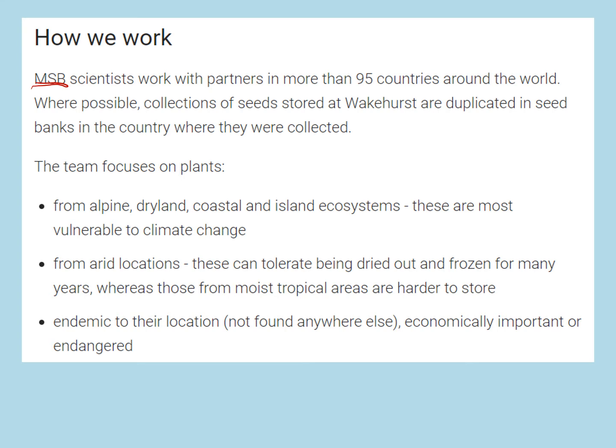So these are the three categories here that they're focusing on. First, alpine, dryland, coastal and island ecosystems, which are the most vulnerable to climate change. So if global warming happens, these organisms in the wild are going to die out, and that's going to affect all the other biodiversity in that area. So we want to try and keep those plants alive.